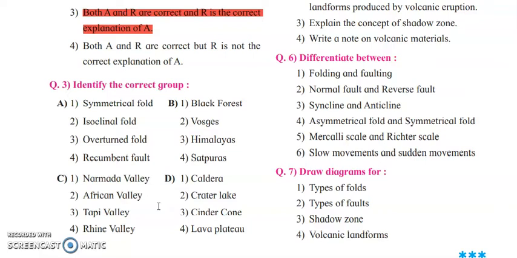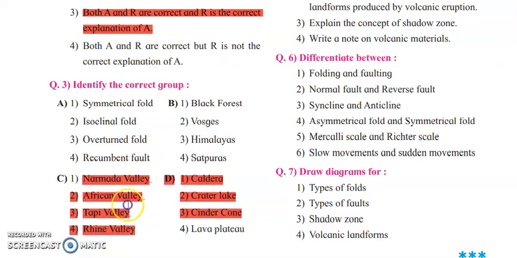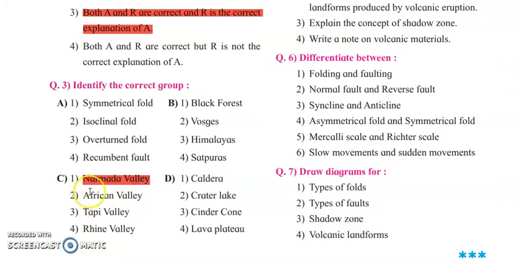Next we have identify the correct group. There are 4 groups given to you. You have to identify the correct group. Out of these the correct group is C. All the values are present over here. So C is the correct group. So the answer is C.